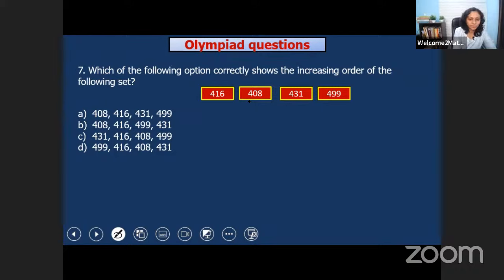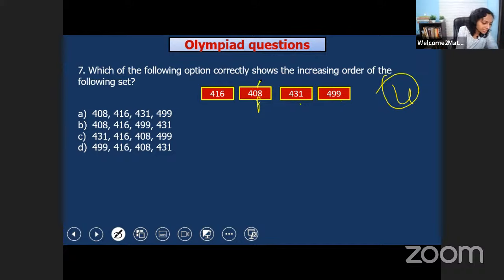So what do we have to do? We have to check the next place, and then we will write the numbers in increasing order. Just like here you can see 416, 408, 431 and 499. We have to check the tens place, because in the hundreds place we all have 4, the same number.